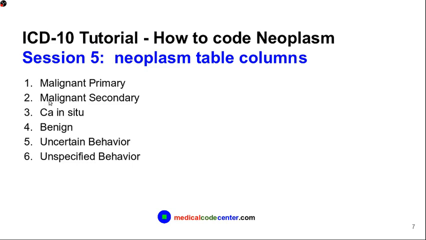The second type is malignant secondary neoplasm. And then third is the CA in situ or in situ. I don't know which one is the right pronunciation, but I prefer to say in situ. CA means cancer or carcinoma. The fourth type is the benign neoplasm. And then fifth type is neoplasm of uncertain behavior. And finally, the sixth type is neoplasm of unspecified behavior.